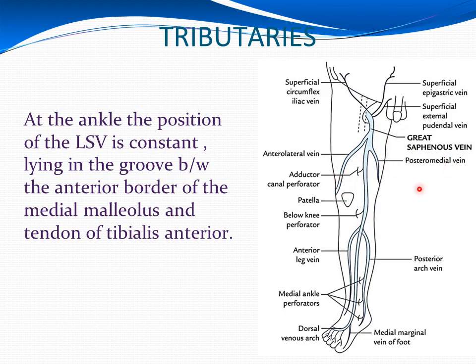Then we have, deep to the saphenous opening, the deep external pudendal vein. It passes deep to the spermatic cord after draining blood from the anterior part of the perineum and finally terminates into the great saphenous vein, which later opens into the femoral vein. So these are the tributaries of the great saphenous vein. Okay.